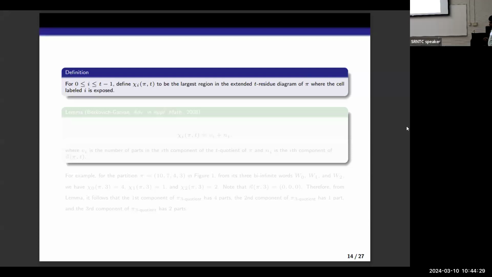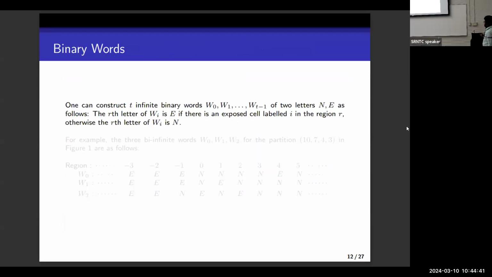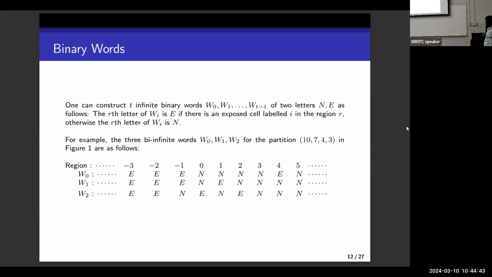Okay, so now for i in 0 to t-1, we define chi_i to be the largest region in the extended T-residue diagram where the cell labeled i is exposed. So let's see here. For chi_0, the cell labeled 0 is exposed, and the largest region in which it is exposed is 4.